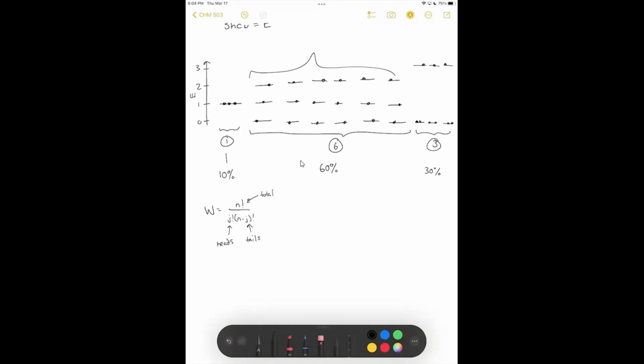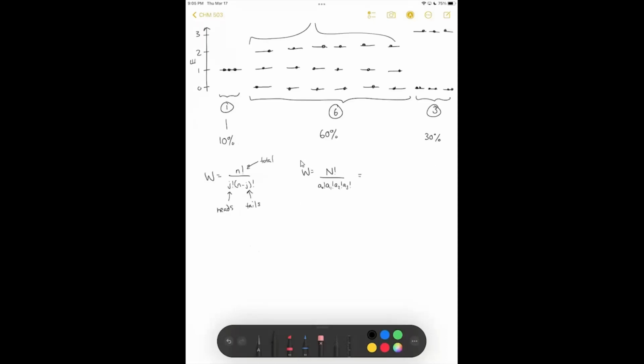Now, in our energy distribution, we don't have only two options. In fact, we have 4. We have 0 energy, 1, 2, or 3. And it turns out that we can basically do the same thing that we did with heads and tails. We can say that the weight is equal to, in this case, we use an uppercase N, but it means the same thing, the total number of molecules that we have divided by a 0 factorial, a 1 factorial, a 2 factorial, a 3 factorial.